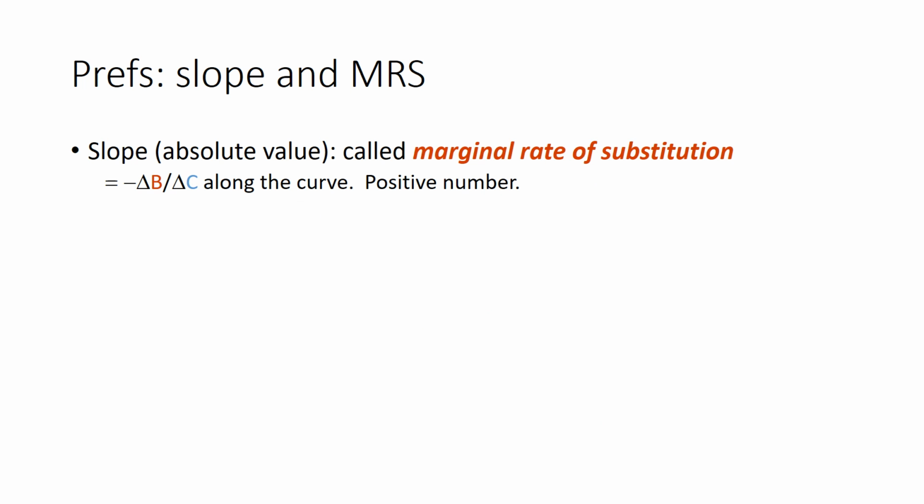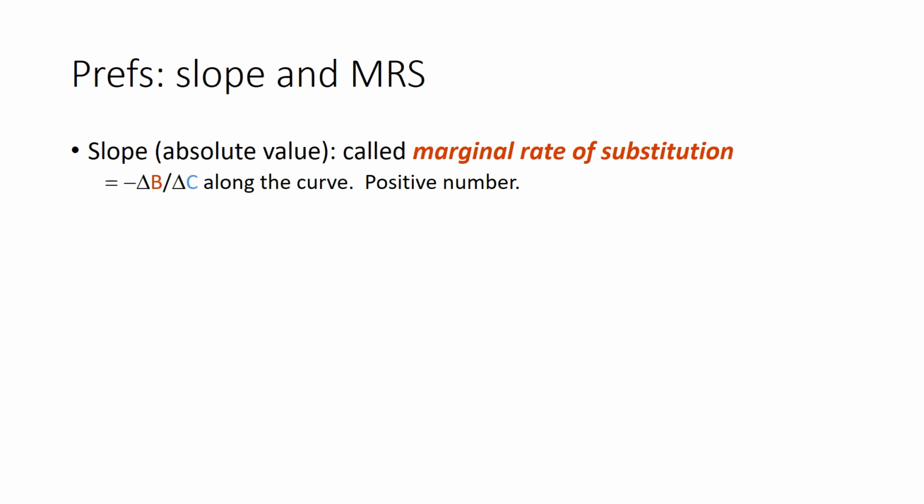This leads us to what is called the marginal rate of substitution. When you calculate the slope of the indifference curve in terms of its absolute value, that's called the marginal rate of substitution. You see that the indifference curve is downward sloping, so the slope is actually negative. To calculate the marginal rate of substitution, we calculate minus the change in B divided by the change in C along the curve. That makes it a positive number.